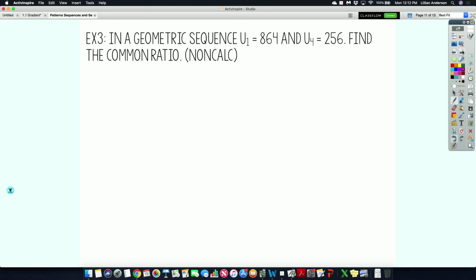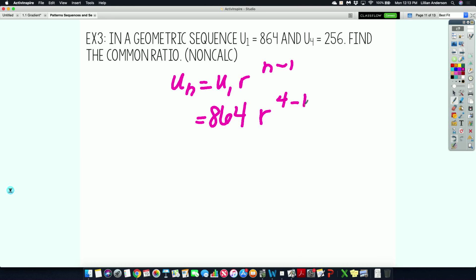still use the formula to help you out some. Okay? U sub n equals U sub 1 times r to the n minus 1. I have my first term, which is great. I'm going to plug that in: 864. I don't know what r is. But I do know that my fourth term is 256. So what does that mean? What can I plug in for n? 4. And then what can I plug in for u sub n?